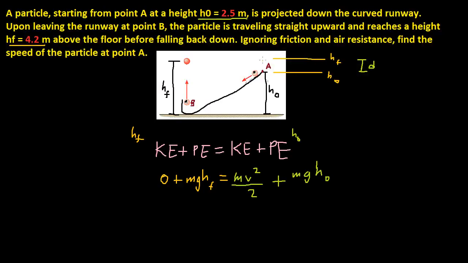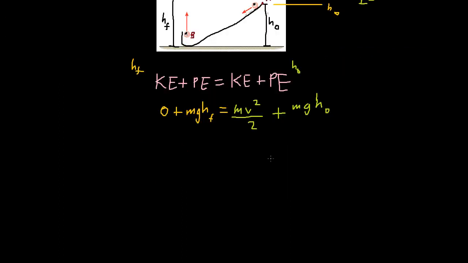Okay, so what do we do now? We just solve for v squared, using simple algebra. I'm just going to rearrange the equation. Before we do that, we know that the mass cancels out. So we have g H final minus g H naught, since I subtracted g H naught from each side, and this is equal to v squared over 2.